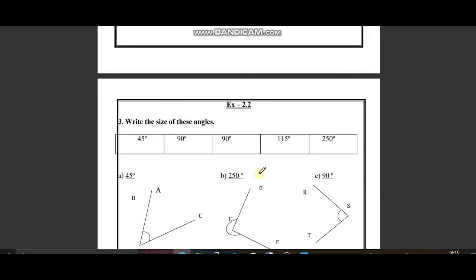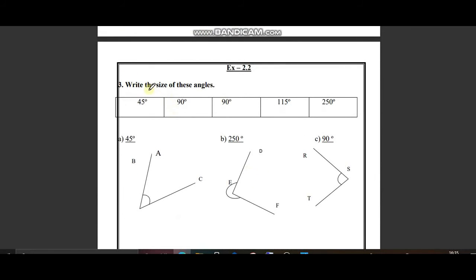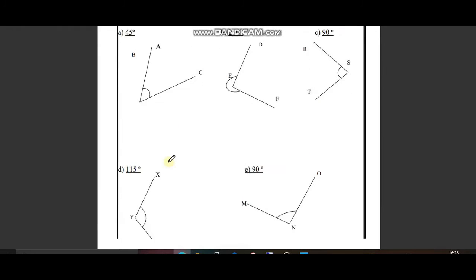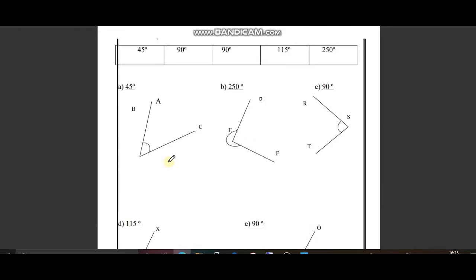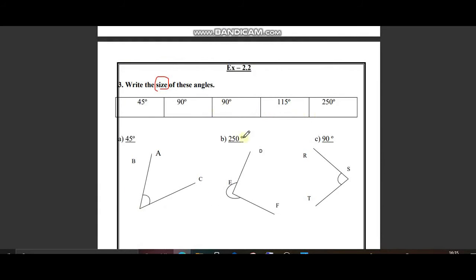Let's turn to exercise 2.2. Question number 3, we're just writing the size of these angles. They have already drawn 5 angles for you, and they provide 5 options. So without a protractor, you can guess these angles. I'll just show you the basic ones. First of all, they have given the right angle twice. A right angle always looks like an L shape, 90 degrees.